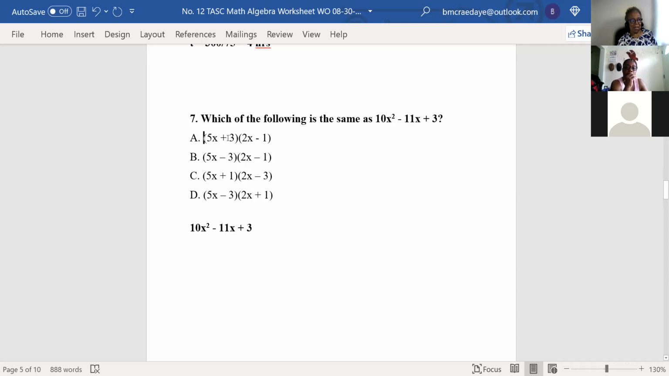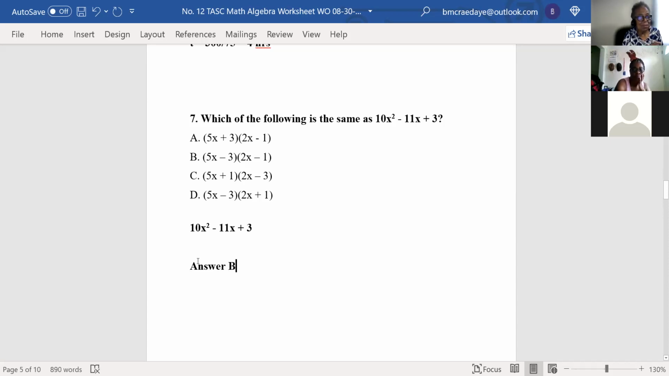5x times 2x gives you 10x squared. Now we can see C and D are not right, because a +1 times a -3 gives you a -3, and a -3 times a +1 gives you a minus. So therefore it's B. That's right. Answer B.